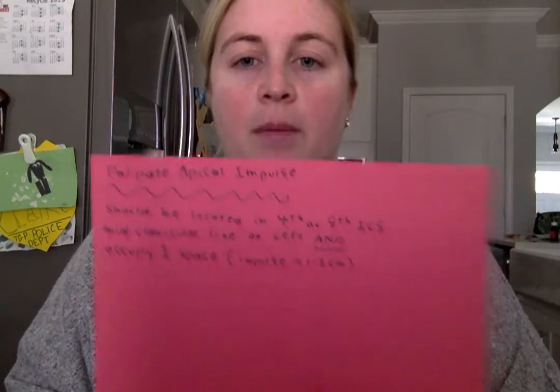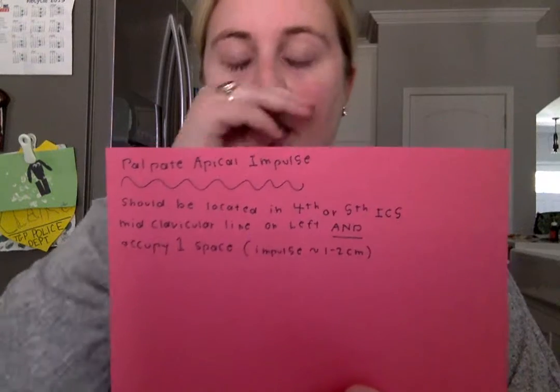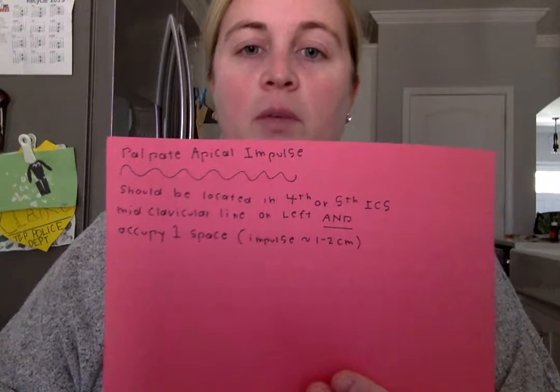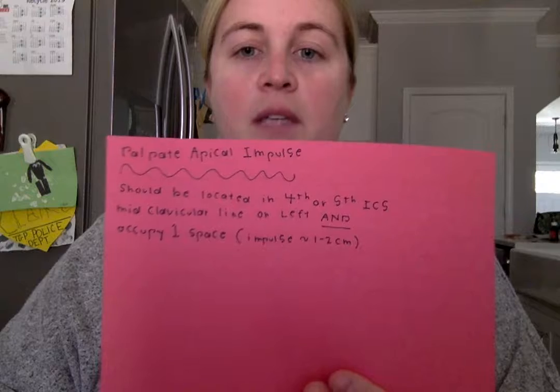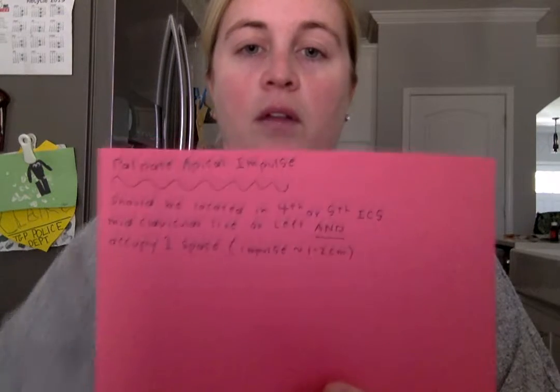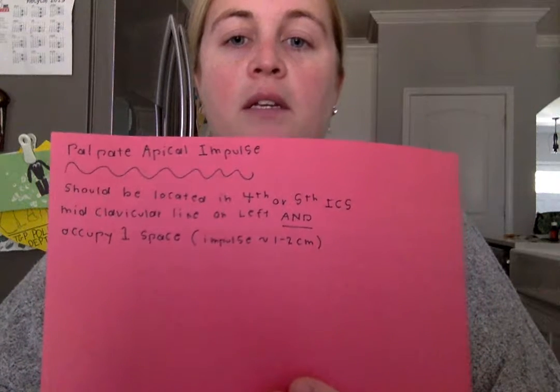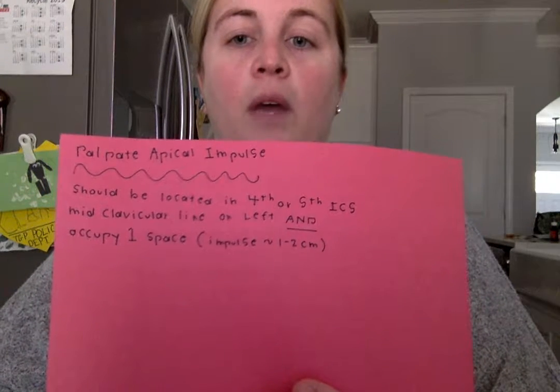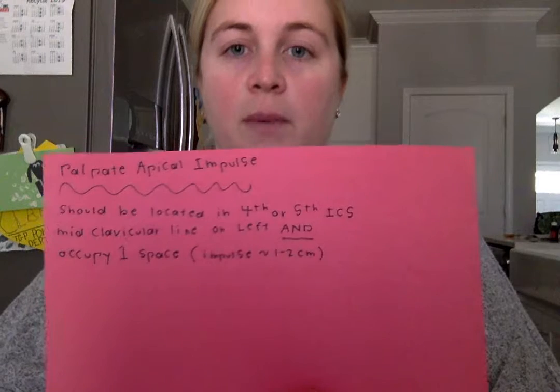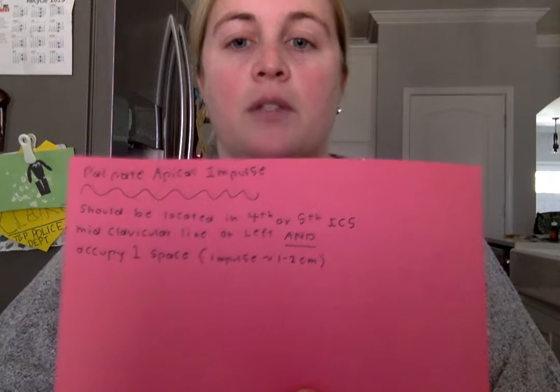The last part is palpating for the apical impulse. This impulse should be located between the 4th and 5th intercostal space near the midclavicular line, so going right down the middle, nipple line. And it should only occupy one intercostal space, so about 1 to 2 centimeters.